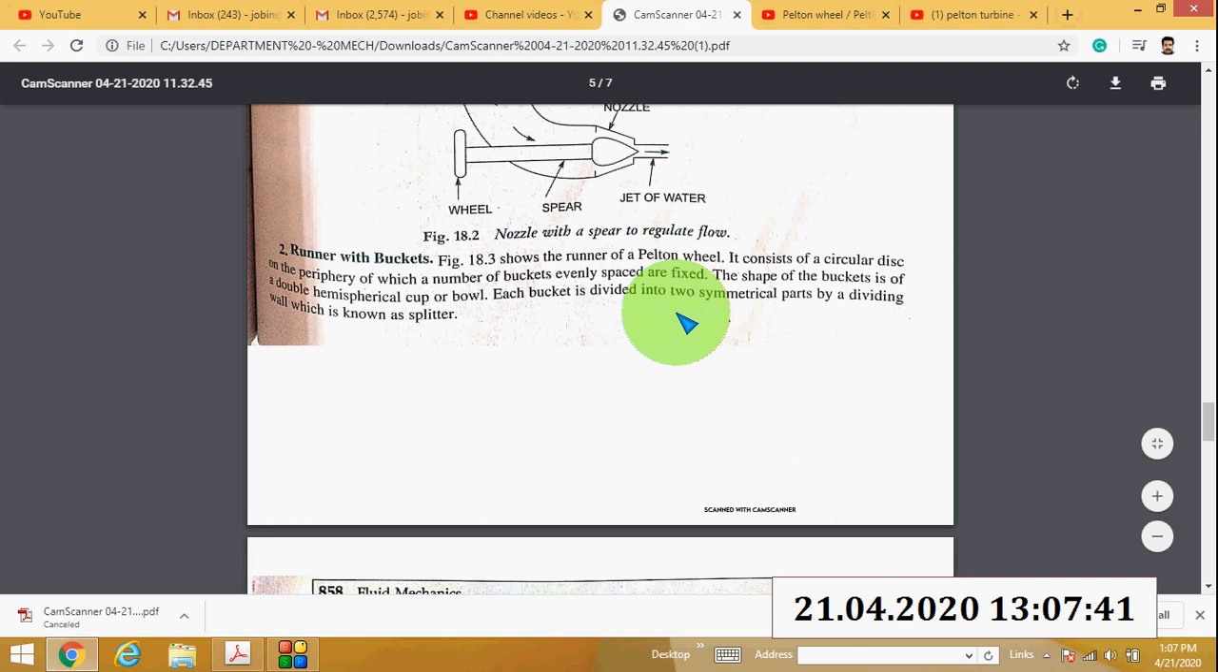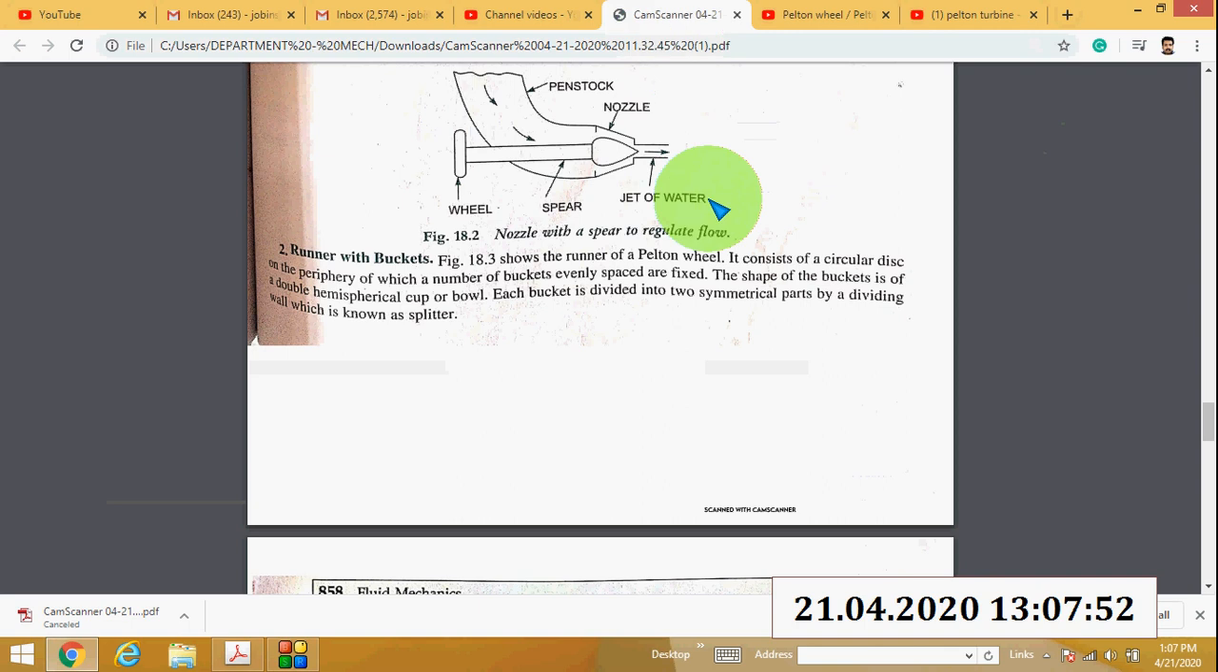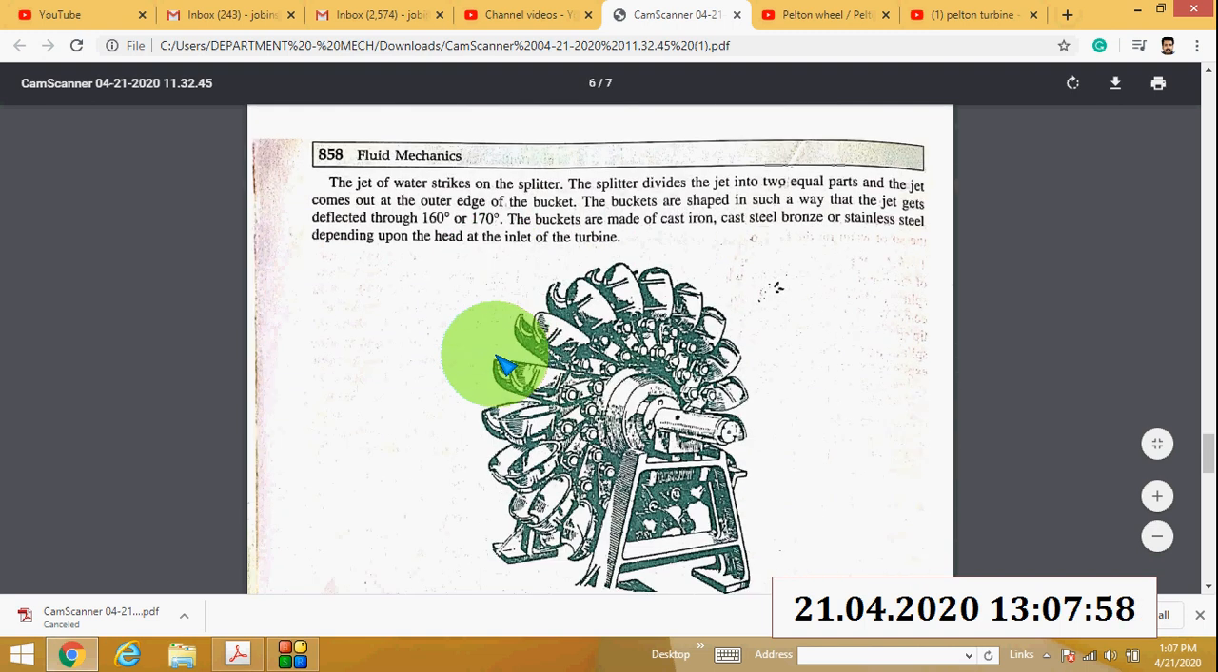Then each bucket is divided into two symmetrical parts by a dividing wall which is known as the splitter. This is called the splitter. Then, as you see in the video, the jet of water strikes the splitter.